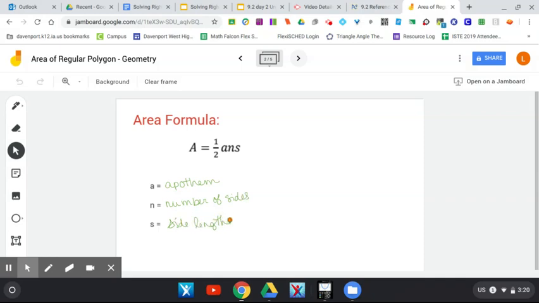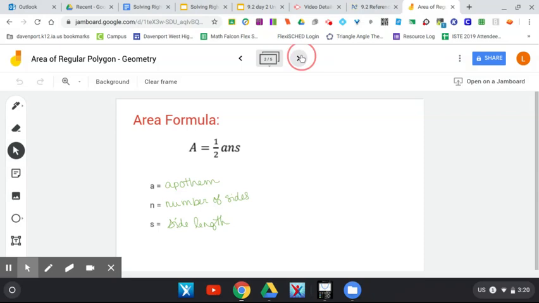So you need to have these 3 things in order for you to solve for the area. And a good chunk of the time, one of these 3 is missing. Okay, sometimes 2. You will always know the number of sides, because if you don't know the number of sides, you can't find the area. So you may be missing the apothem or the side length, and you will have to find that information before you can go to the area. So that's what we're going to do.